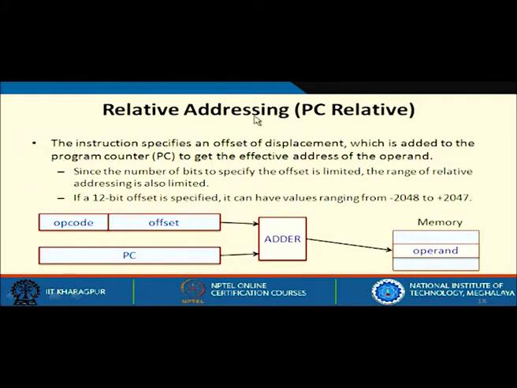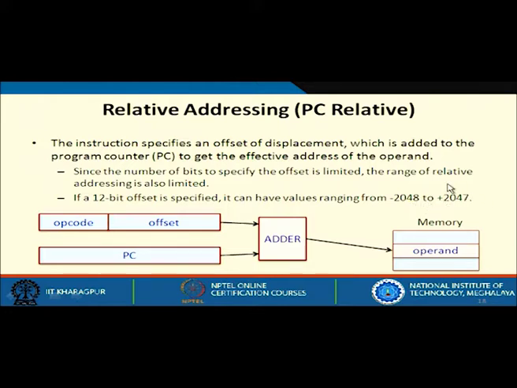Moving on with relative addressing. Relative addressing is always with respect to the PC. Why is it required? In this kind of addressing mode, the instruction specifies an offset or displacement which is added to the program counter to get the effective address of the operand. Since the number of bits to specify the offset is limited, the range of relative addressing is also limited. So, if a 12-bit offset is specified, it can have values ranging from minus 2048 to plus 2048.